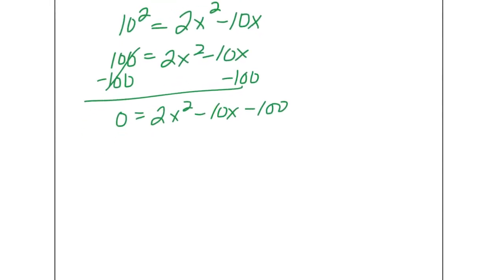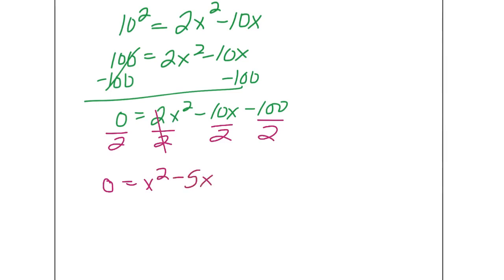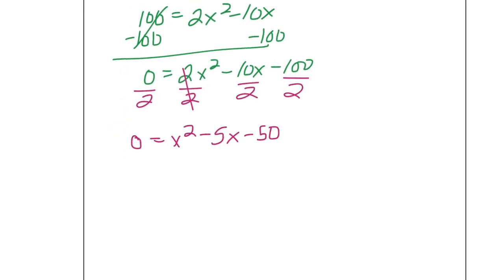Well, before I do either one of those, I see that all of these can be divided by 2, so I'm going to divide by 2 on the entire equation. 0 divided by 2 makes 0, 2x squared divided by 2 makes x squared, negative 10x divided by 2 makes negative 5x, negative 100 divided by 2 makes negative 50. So I'm going to have to do this by factoring.